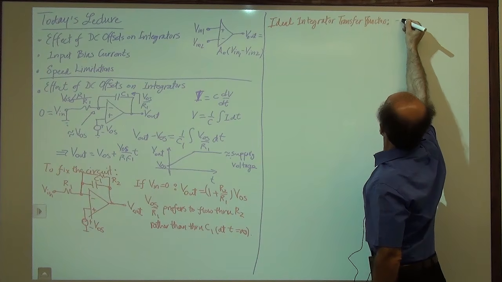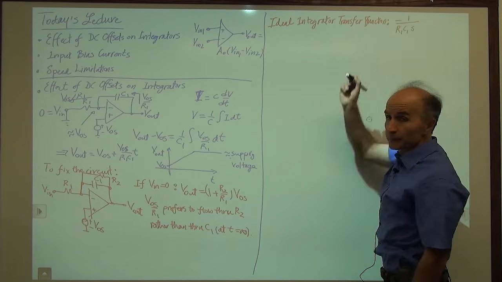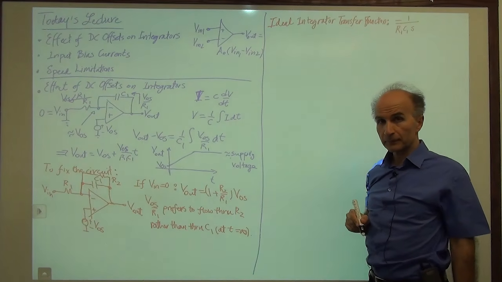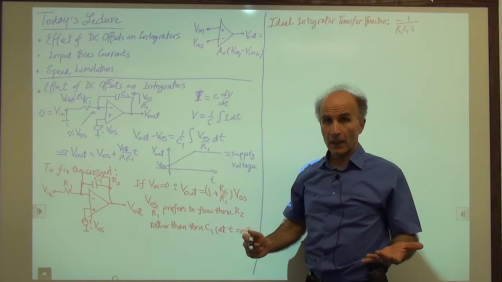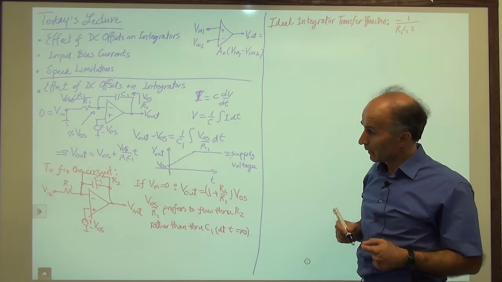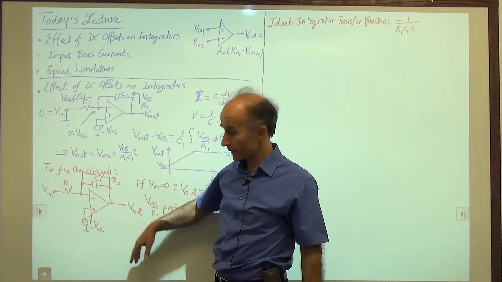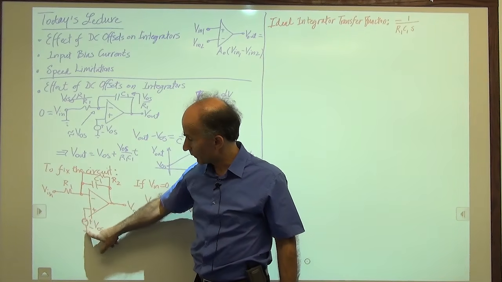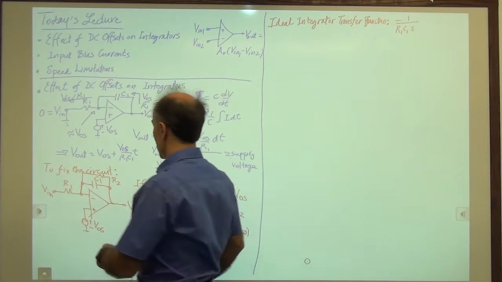So it was equal to minus 1 over R1 C1 S. Right? That's what we found last time. So now we will find the transfer function of this new circuit and see how close it can be to that ideal transfer function. Now when we are trying to find the transfer functions, of course we're dealing with small signal analysis. This VOS is set to 0. So I need to find the transfer function of this circuit.